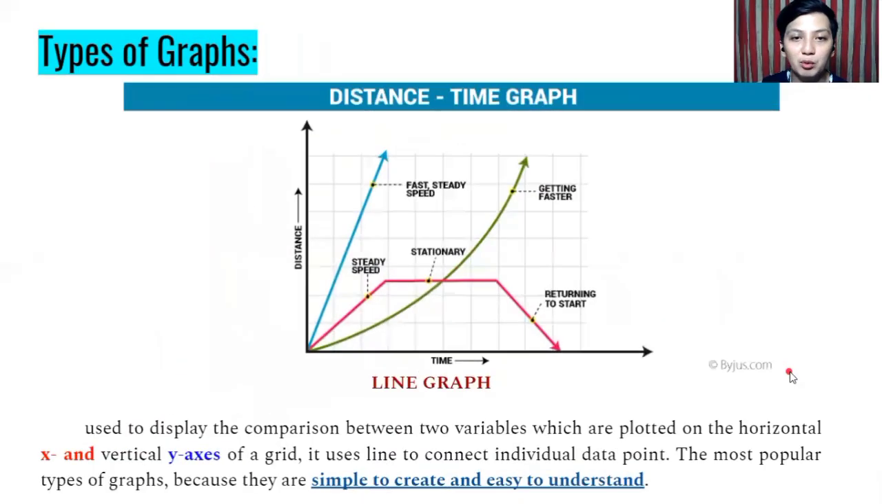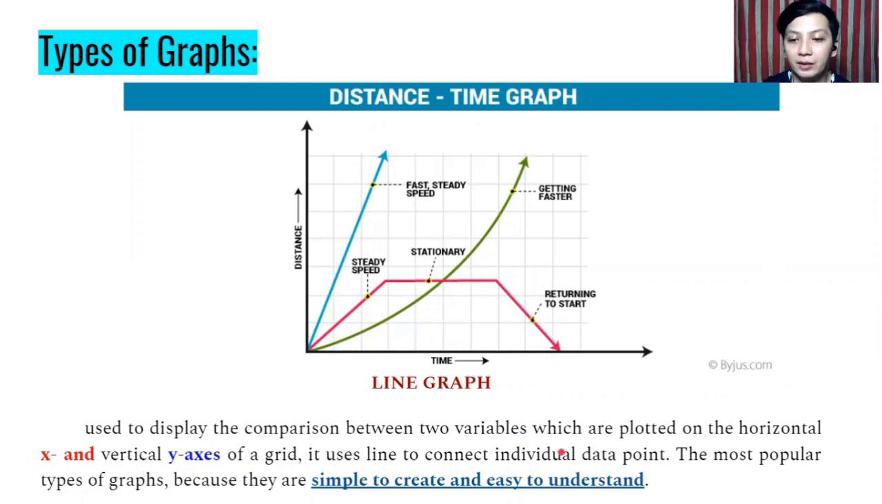And then the last one, we have the line graph. So in the line graph, it is used to display comparison between two variables. Meaning to say, meron kang variable 1, may variable 2 or variable A and variable B. So which are plotted on the horizontal X and vertical Y axis. Yung horizontal yung x, and yung vertical naman yung y-axis of a grid. So it uses lines to connect individual data from one point to another point. So kung saan sila mag-meet.